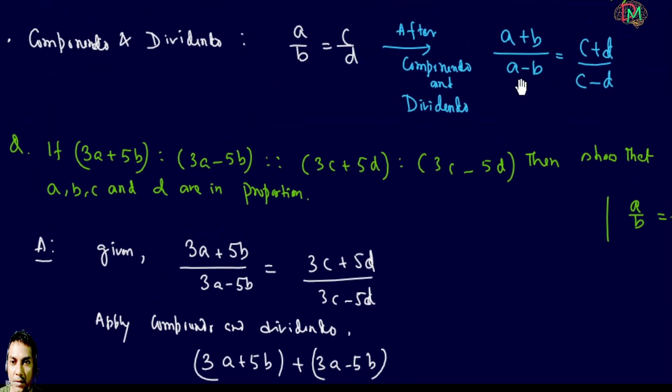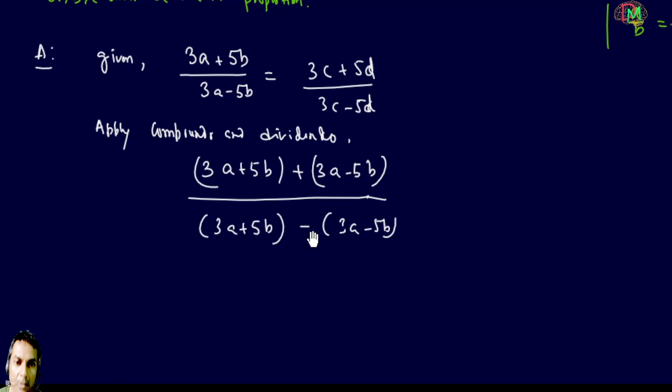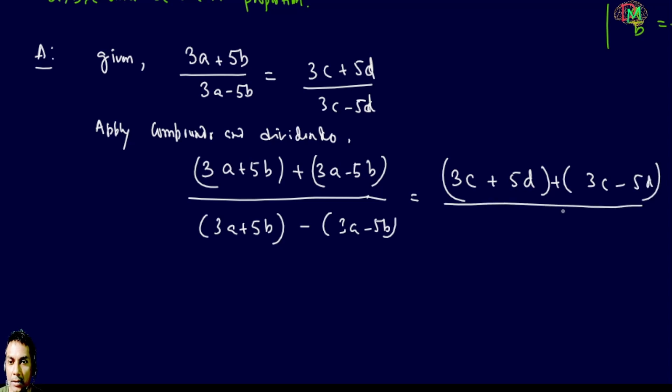A plus b divided by a minus b. And here it is, the ratio is a by b. Okay, a is to b. Clear? And similarly we can write the right side as 5d plus 3c minus 5d, and the denominator side as 3c plus 5d minus 3c minus 5d.